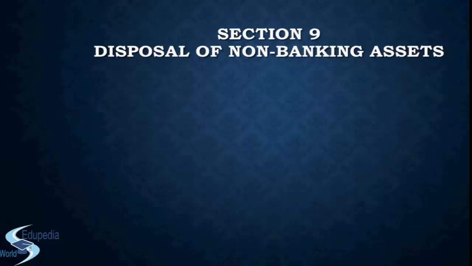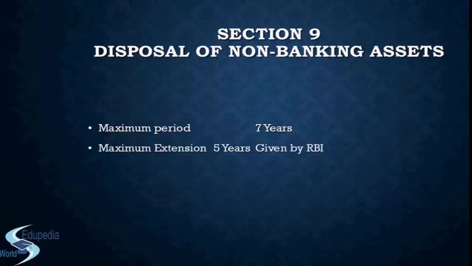So these are non-banking assets, and these will have to be disposed of within a period of maximum 7 years. If you have a land taken away from somebody, you can hold it for 3 years, 4 years, 5 years, but keep looking for deals. Whenever you get a good deal, just dispose of it. And that period till which you will wait should not exceed 7 years. But RBI has the power to extend the limit of 7 years.